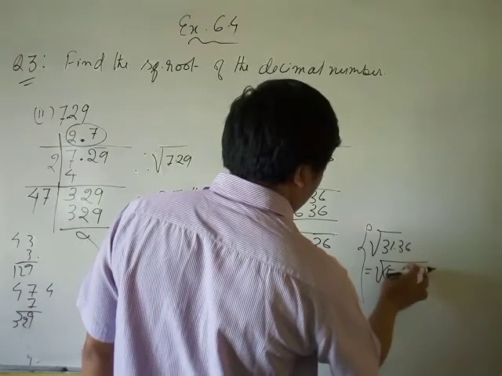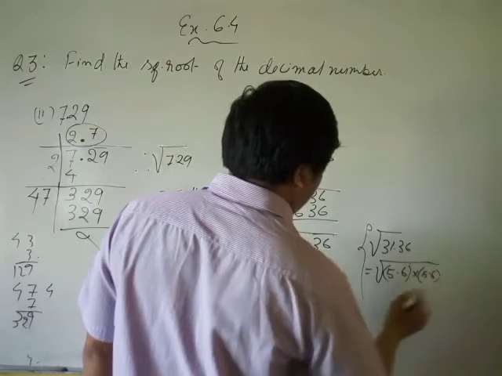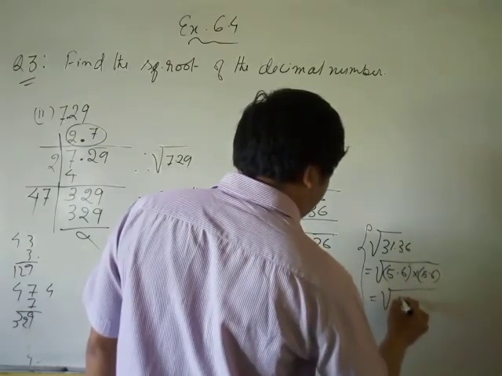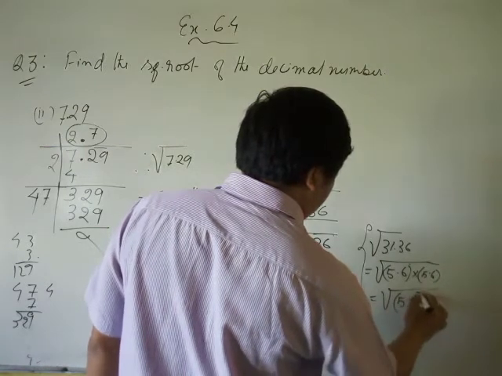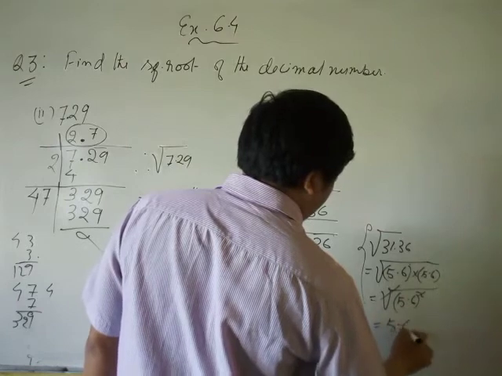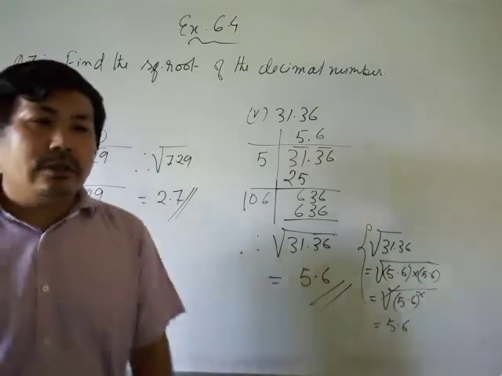5.6 into 8. 5.6 half. That means 5.6 square half. That means this two cutting and everything here. This is the answer. Okay, so like this, you try the other questions also, very simple.